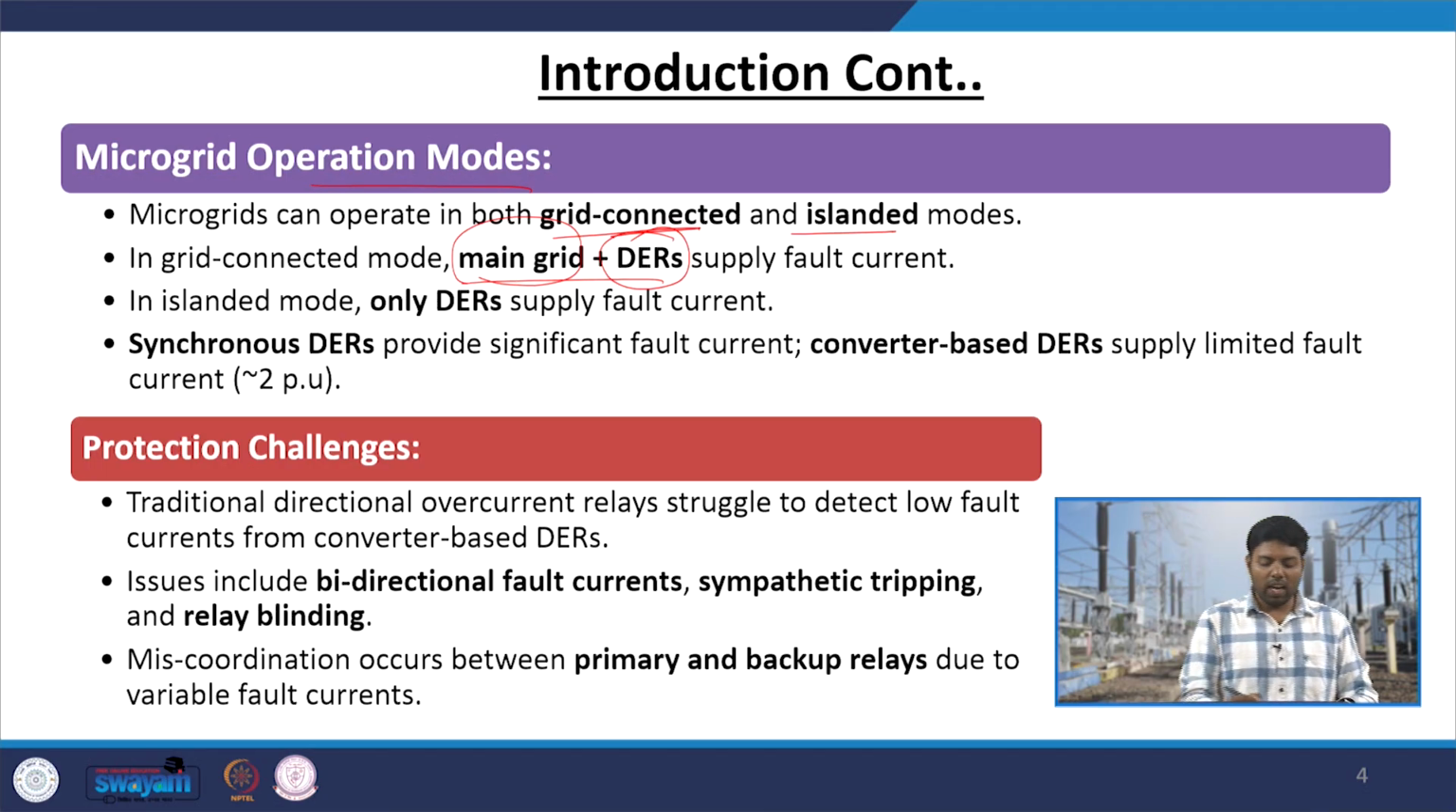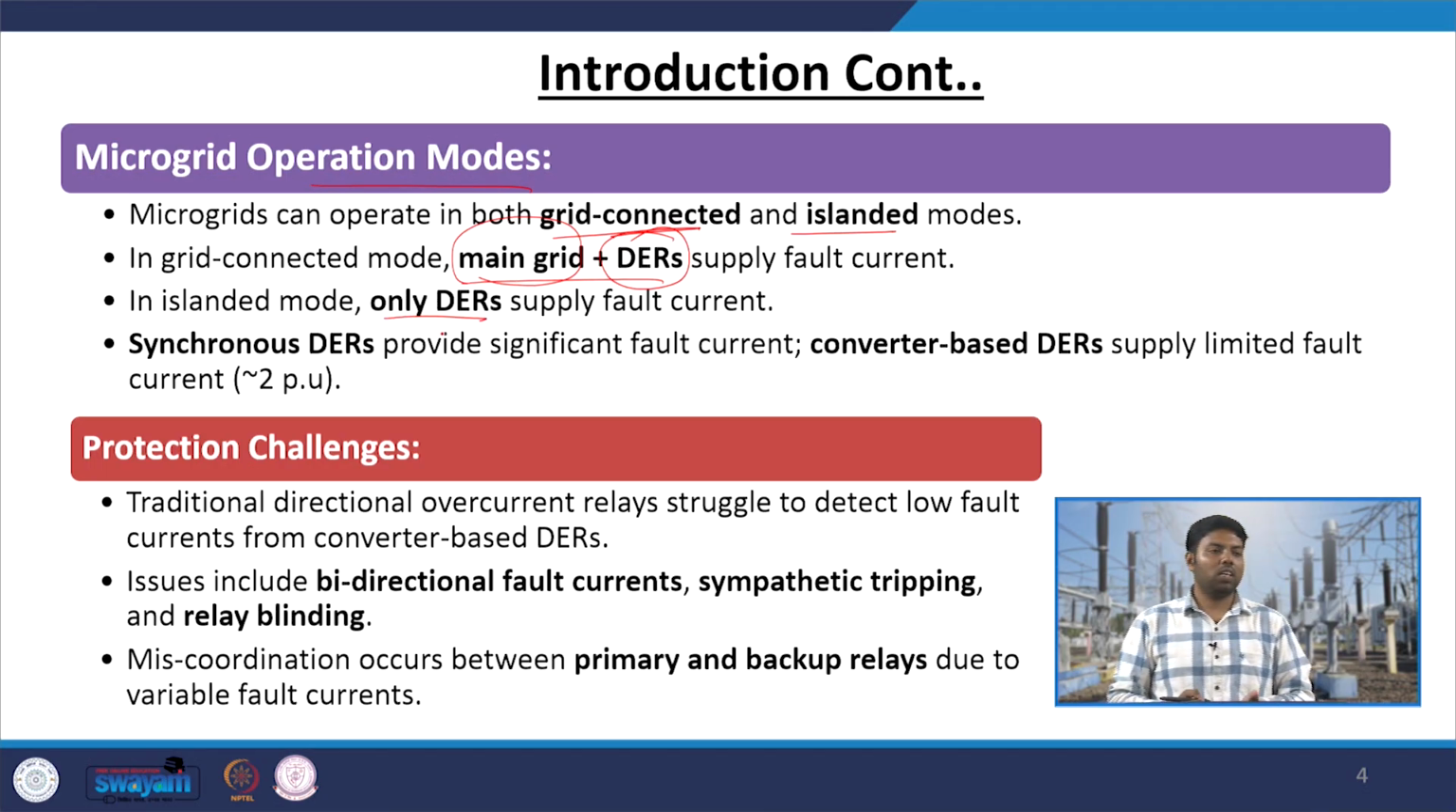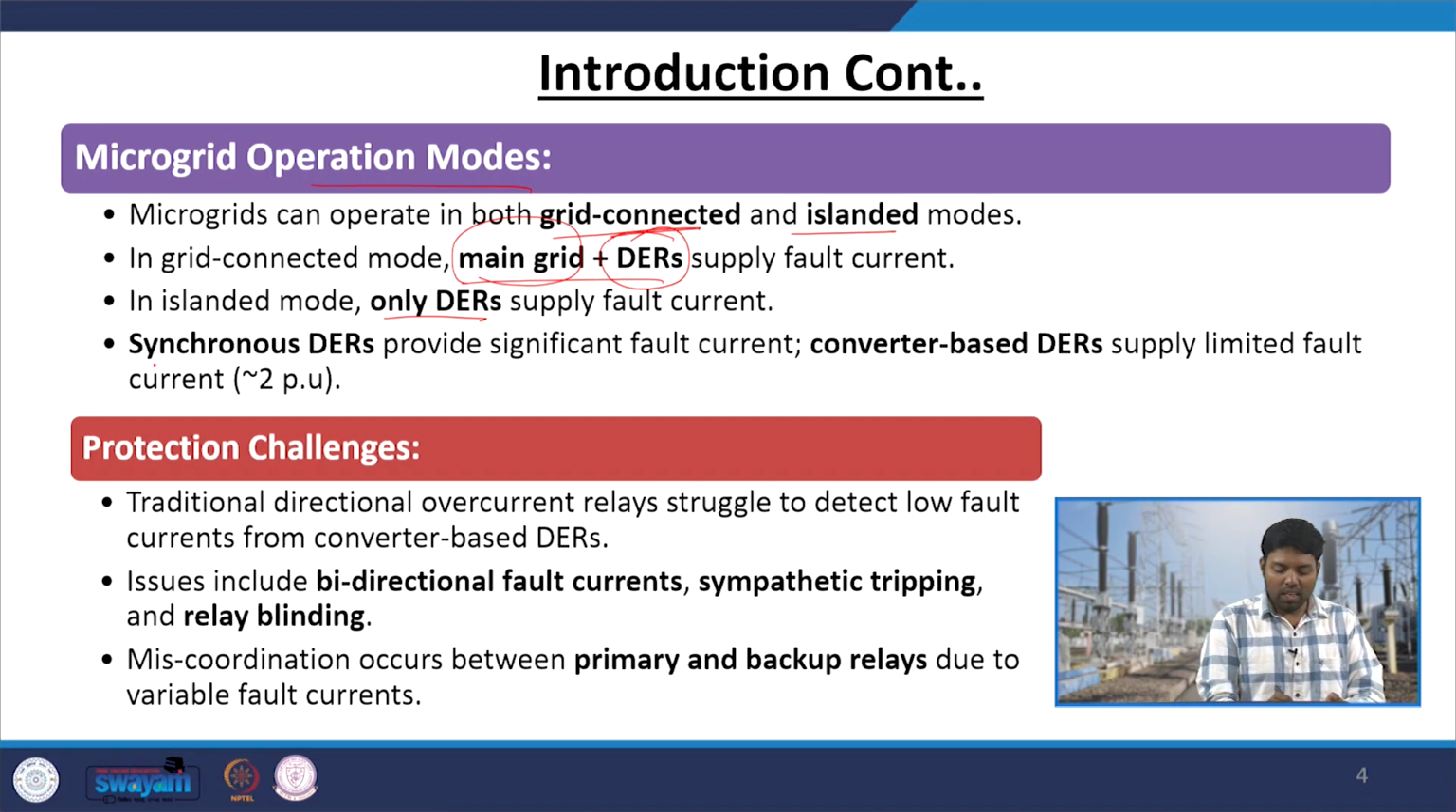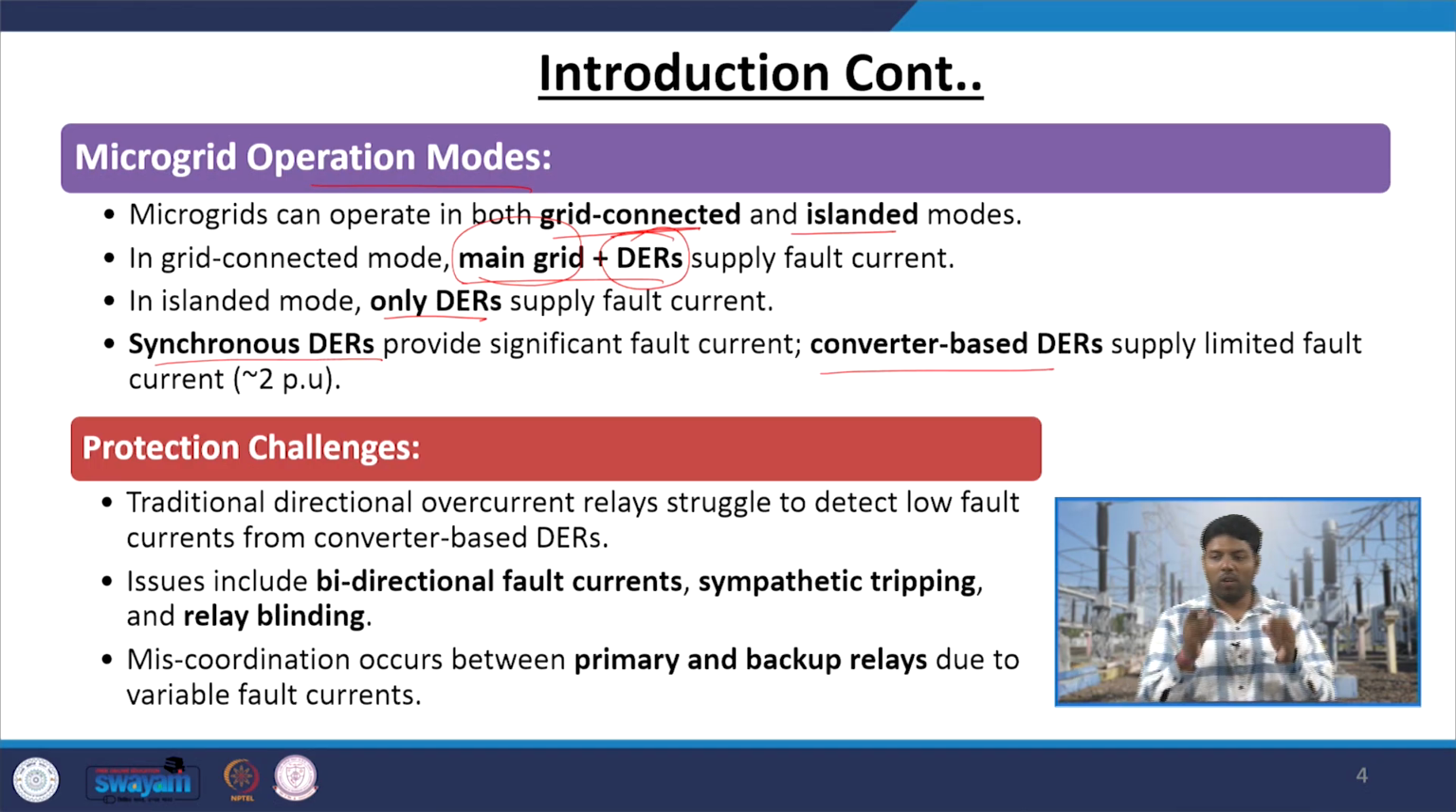And also in the islanded condition, how much fault current it is getting only from the DERs. Then whether synchronous DERs or inverter based DERs are present, what is the ratio of that, and where is the location, everything you have to keep in mind when you set the pickup current and the time delay setting.